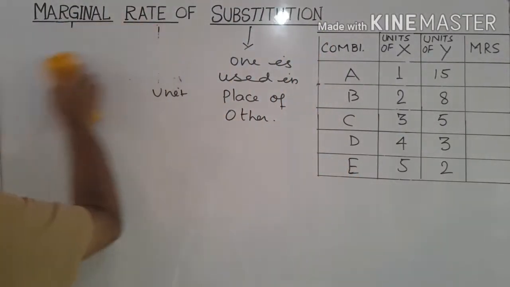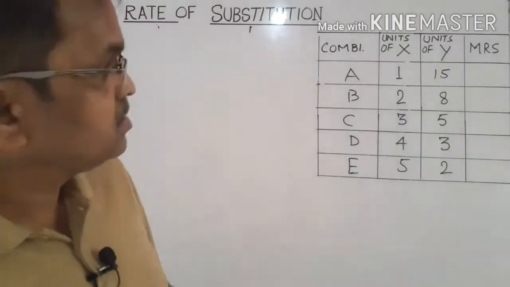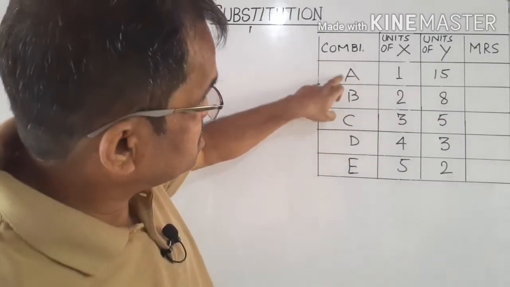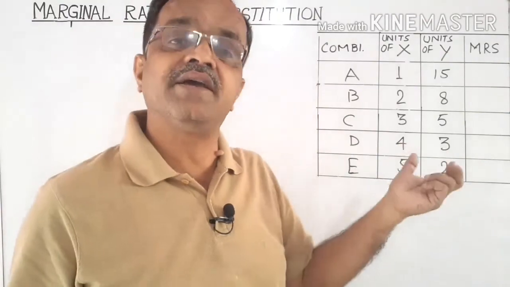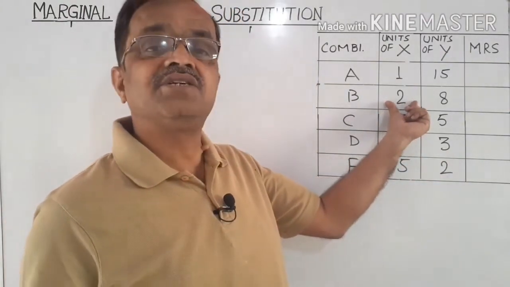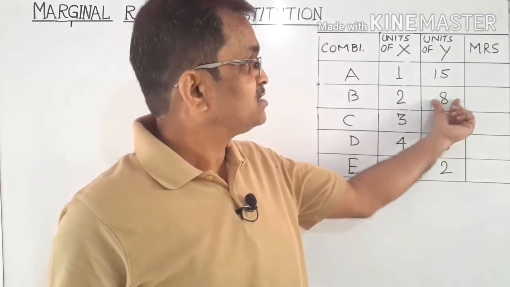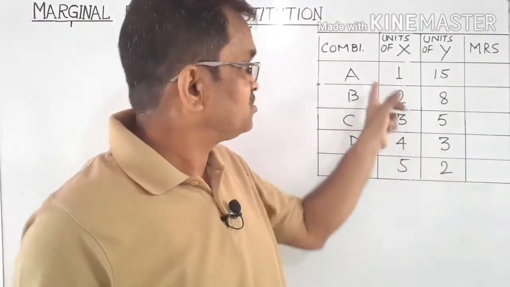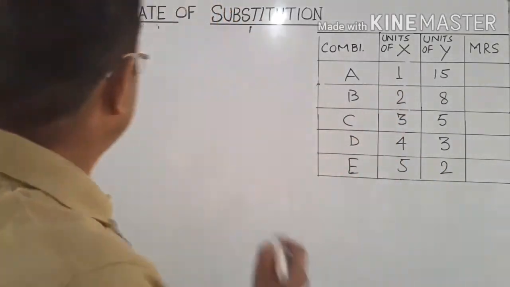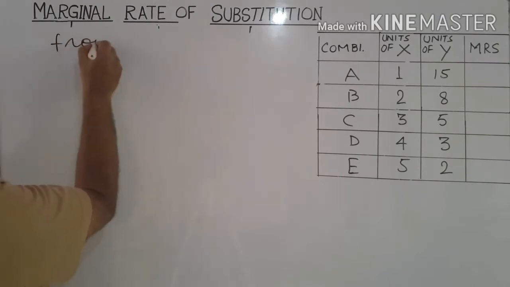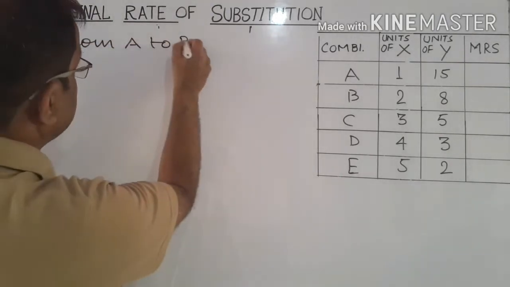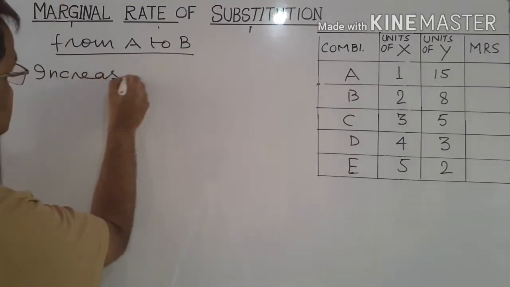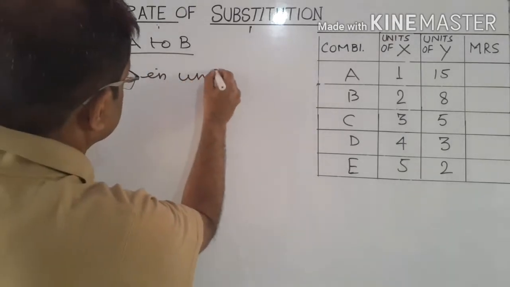Here, whenever the consumer shifts from consumption of X and Y by this combination A to B, जब A से B पर कंज्यूमर शिफ्ट करता है, then what is the observation? 1 unit more is consumed of X and 7 units of commodity Y are sacrificed for this additional unit of commodity X. Means whenever the consumer shifts from A to B, what is the observation here? Increase in units of X.